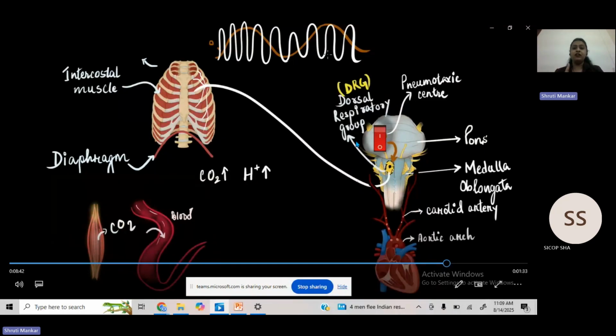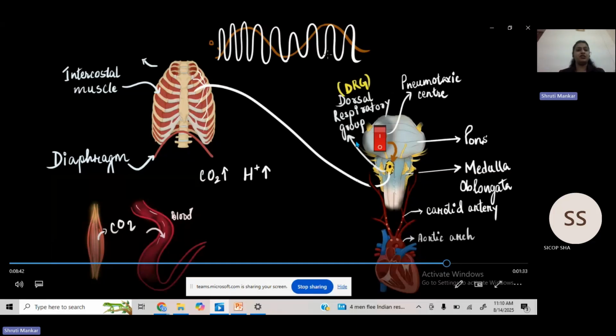So here, take note of two important terms. I spoke about chemoreceptors, and secondly, I also spoke about the importance of the vagus nerve, which is going to carry these sensations from the periphery to the neural center. Okay, this was about the involuntary respiration.